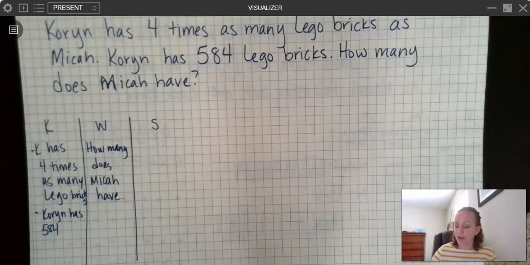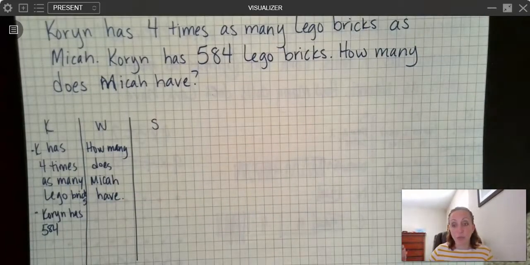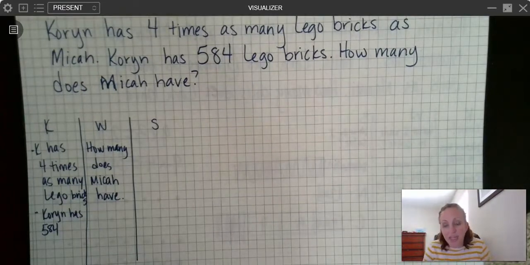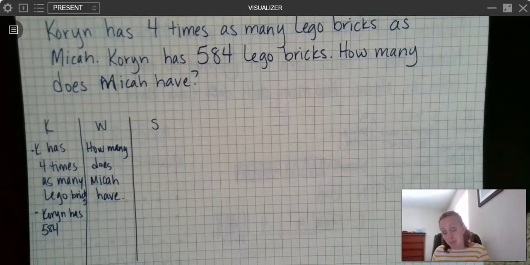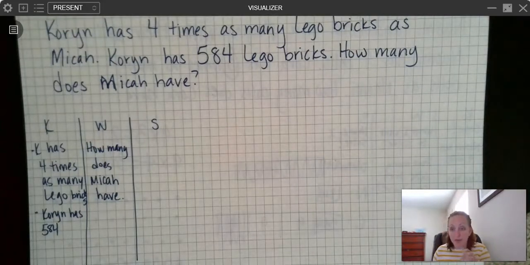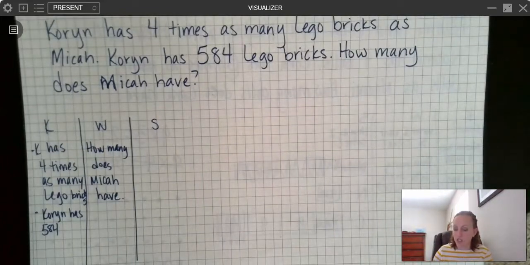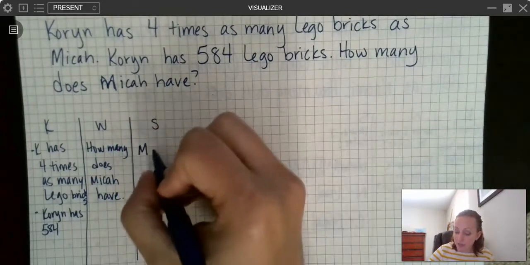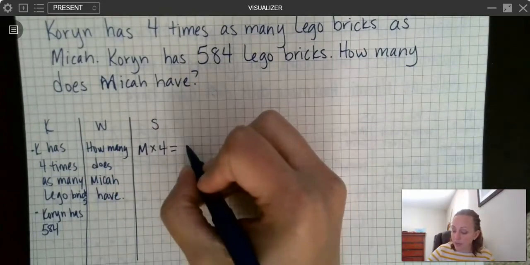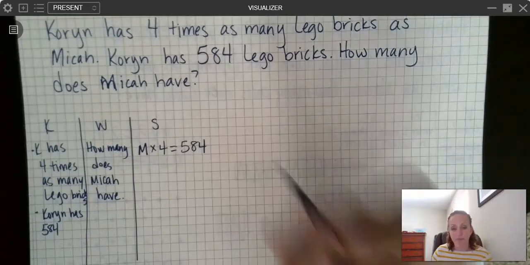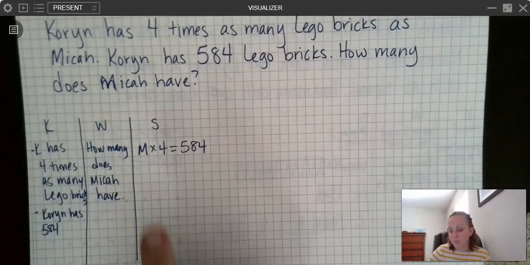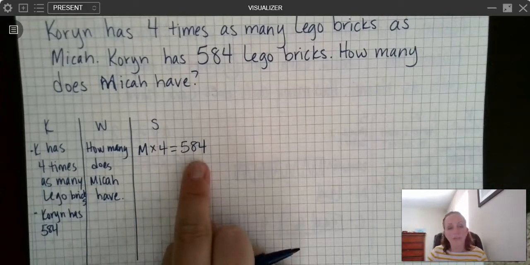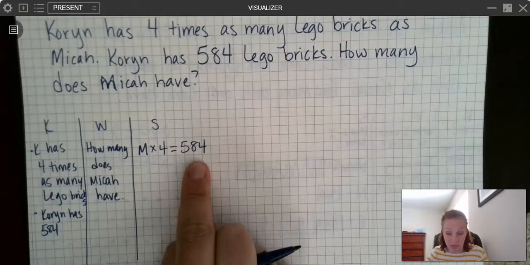So let's look at what we have. All right, Corin has 4 times as many. So the person who has the "times as many" is the person who has more. And if we remember, if we were representing this as a multiplication problem, that means I'm going to use M for Micah. Micah times 4 is going to equal the 584. Micah's bricks times 4, because 4 times as many, is going to equal the 584 bricks that Corin has.